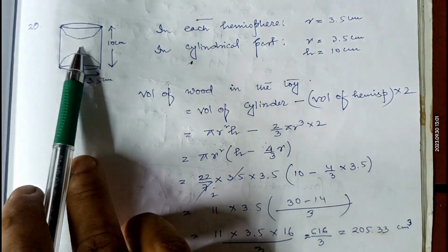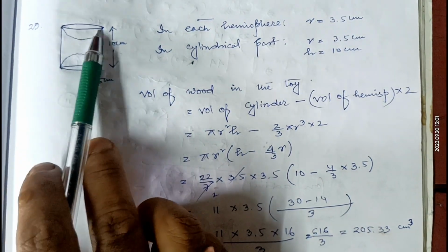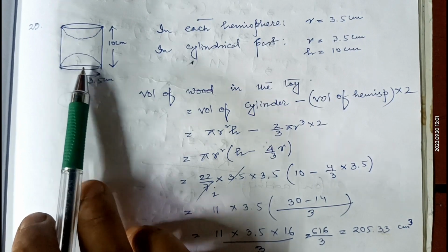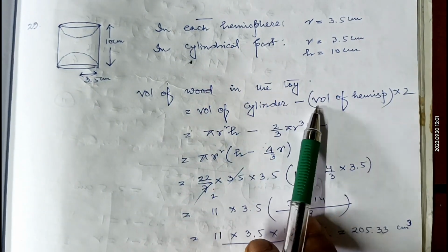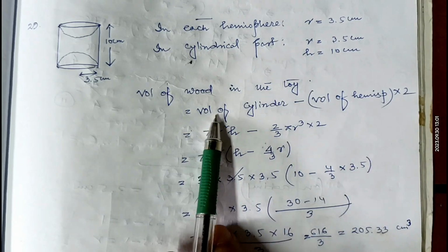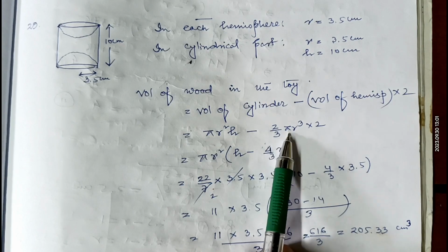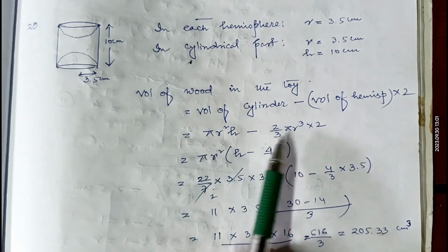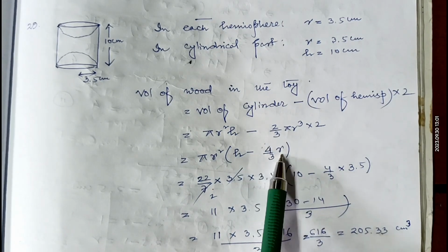Now we have to find the volume of wood left in the toy. It will be volume of cylinder minus volume of hemisphere, this one and this one. So we can write volume of wood in the toy is volume of cylinder minus volume of hemisphere into 2. Cylinder, it is pi r square h. For the hemisphere, it is 2/3 pi r cube into 2. From here, pi r square common, h minus 2 into 4/3 r.